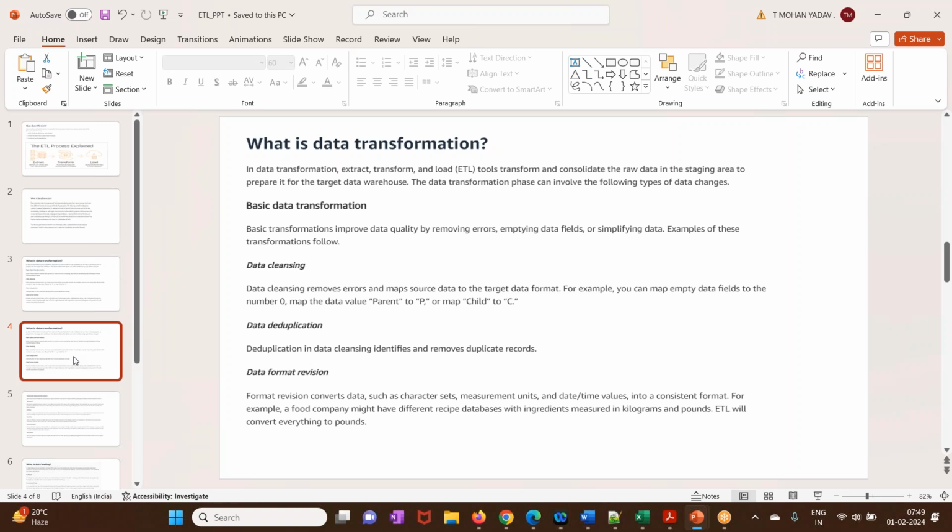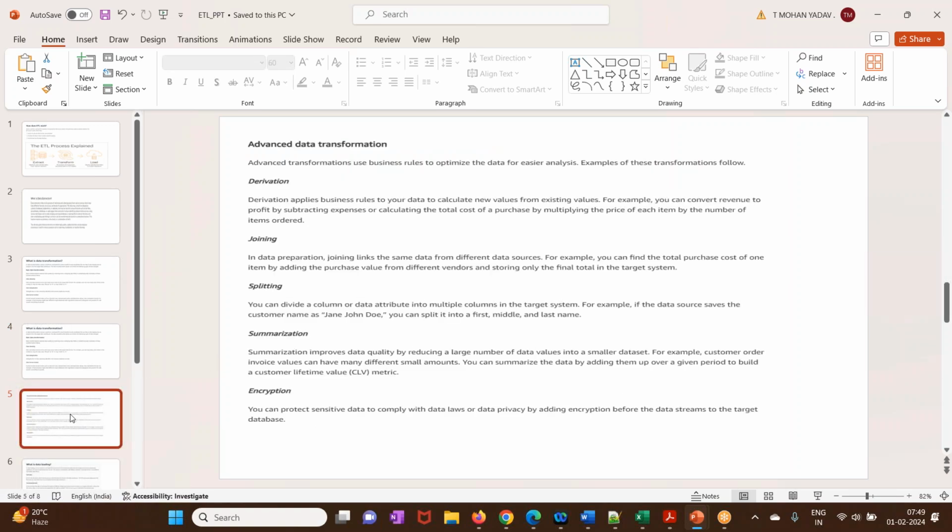From an ETL perspective, these are the basic transformations like data cleaning, removing data duplicates, and data format revision. They can perform certain complex transformations as well, like performing derivation.